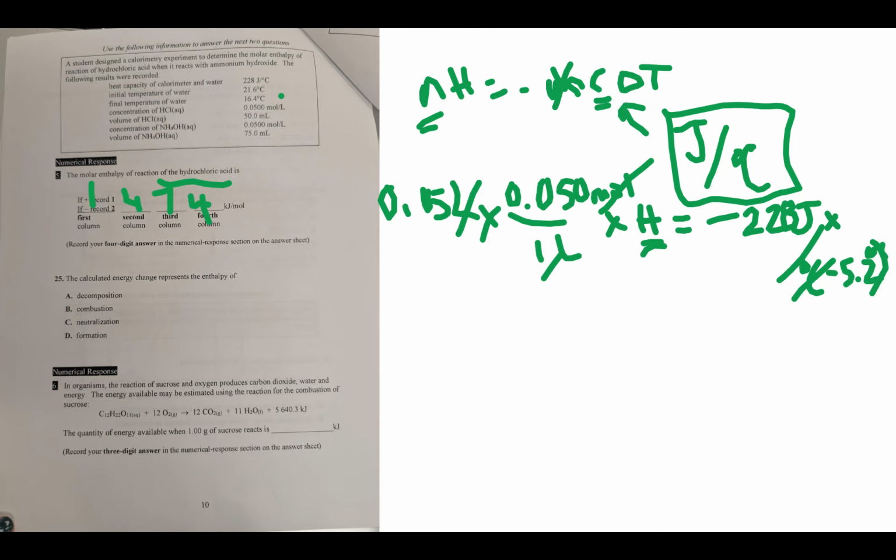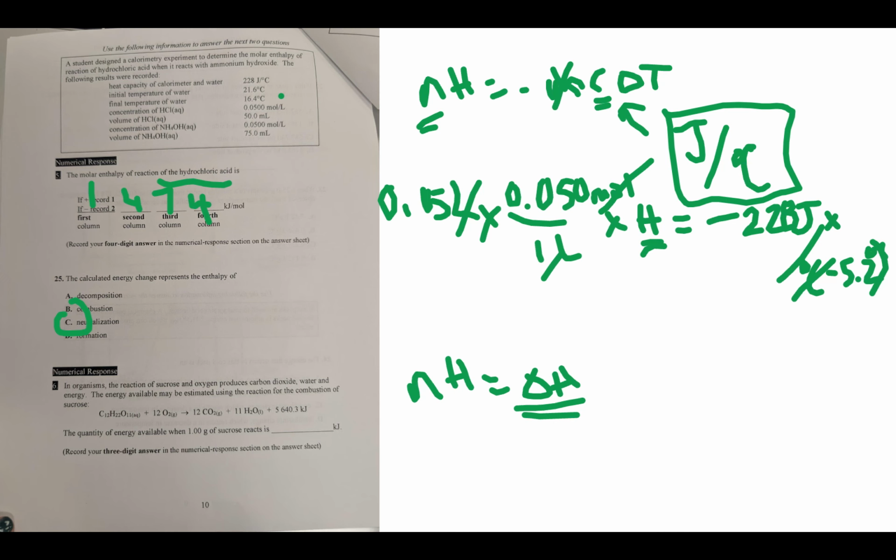With number 25, because we're mixing an acid and a base together, this would be a neutralization reaction, so just theory. And moving on to number 6, having this chemical reaction and then asking about the quantity of energy available if 1 gram reacts. This would be your nΔH equals delta H question, where we want to figure out the energy released.